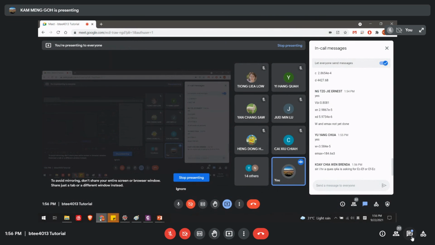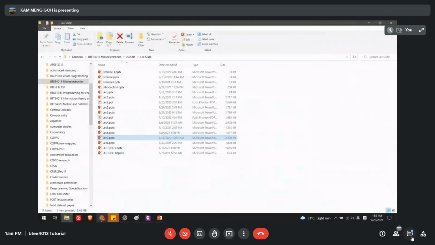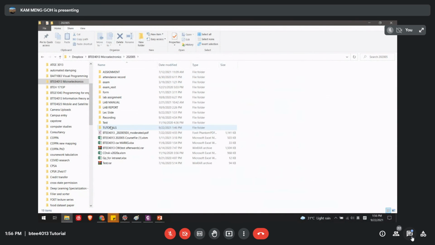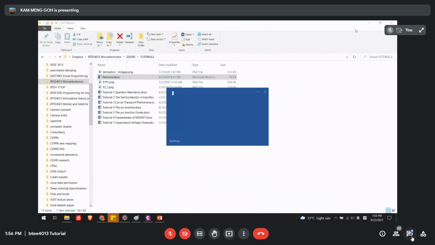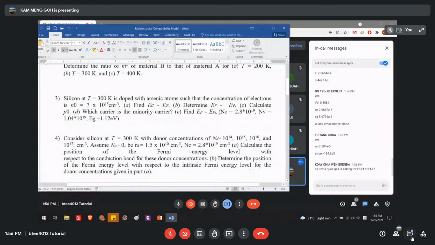Okay, question number 4. Let me open back again. Tutorial. The position with respect to the conduction band means it's EF minus EC. So you are supposed to have a negative value in front of that. Okay, EF minus EC. Understand, Brenda?